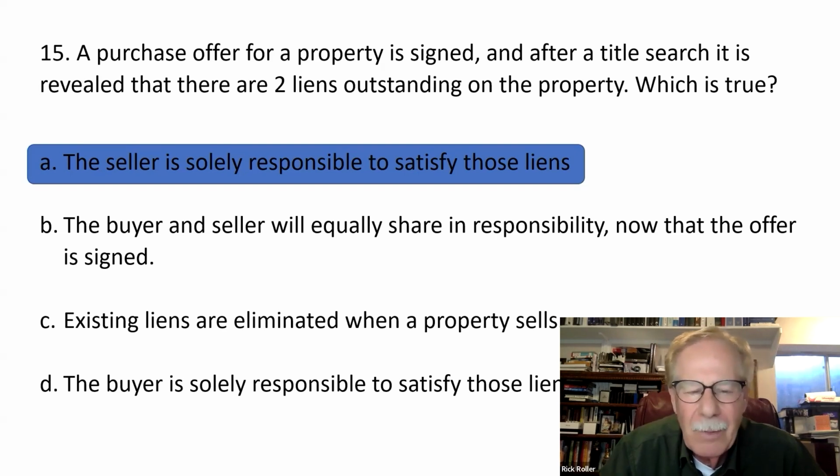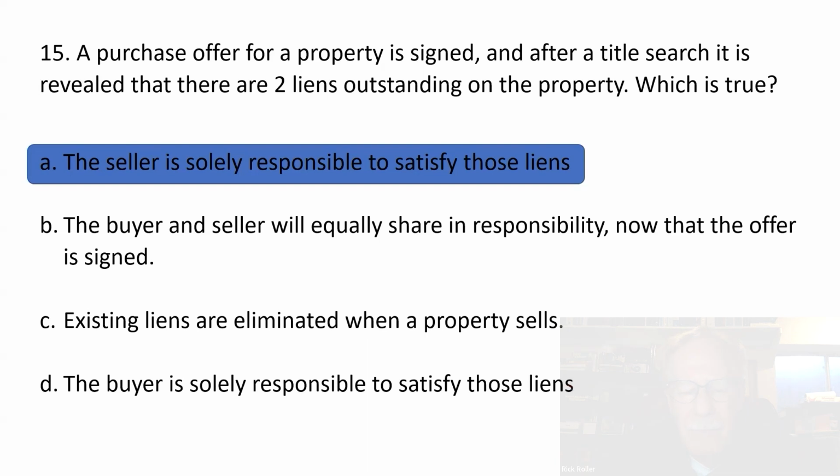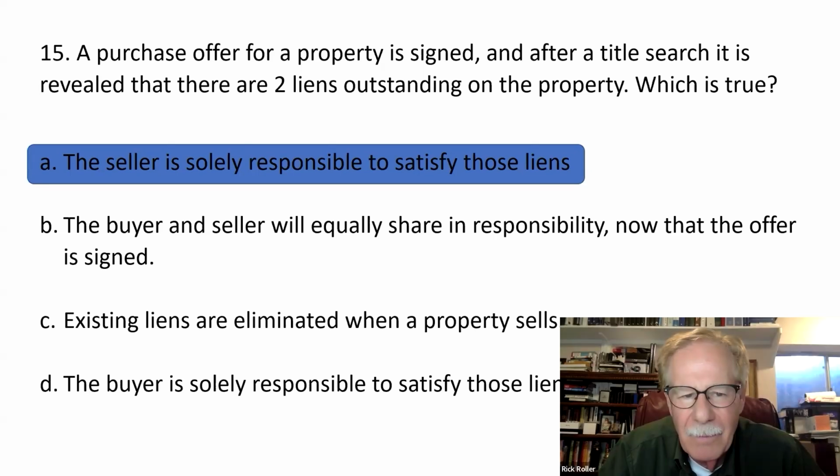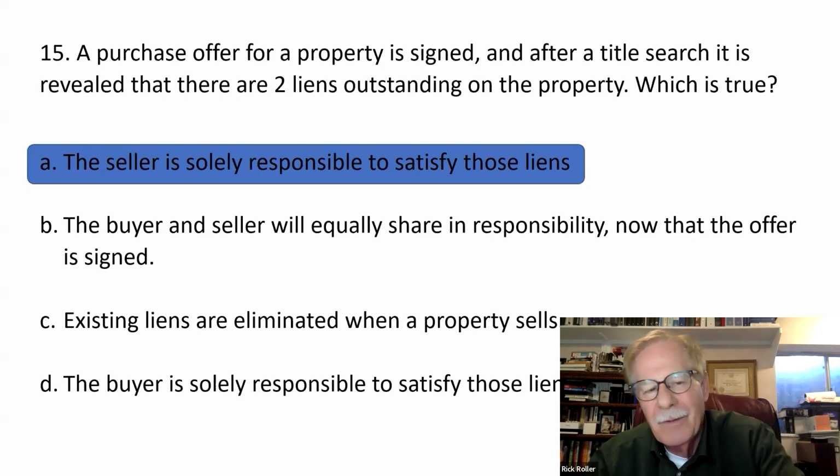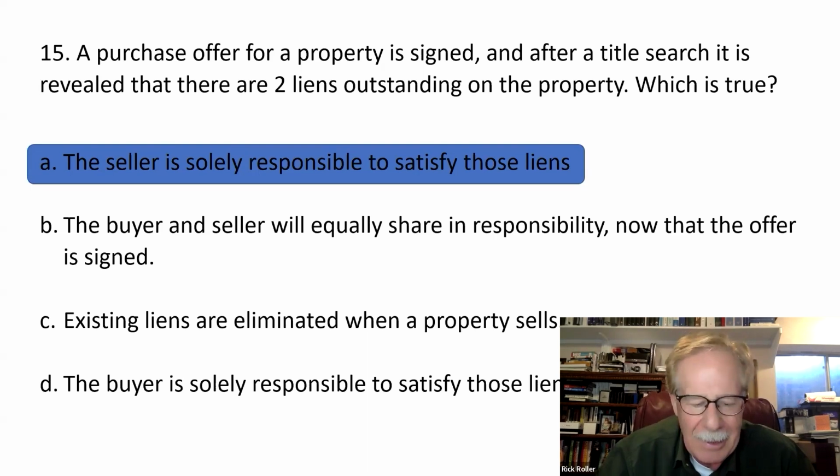So that's what happens. See, existing liens are eliminated when the property sells. Yeah, I'm going to sell a house and not pay anybody off and just keep all the money? I don't think so. The seller is solely responsible to satisfy those liens. Really, the money kind of comes from the buyer. But yeah, the best answer, guys, is A. The seller is solely responsible. The buyer's not solely responsible. I mean, he paid the money to buy the house, but the seller is solely responsible. And that is enough on that.